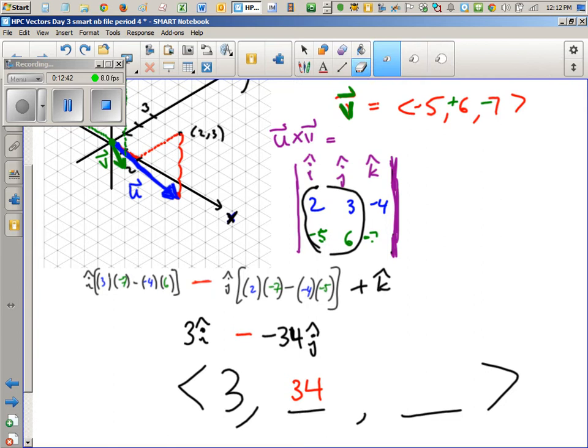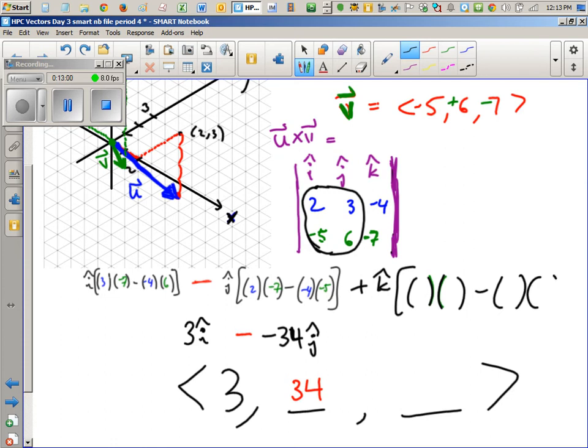The 2, the 6, those ones. You've done this before. It's just a 3 by 3 determinant. But it's basically the 2 and the 6, and then it's the negative 5 and the 3. So I'll plug in all the numbers. The 2 and the 6, the 3, the negative 5. And that's 28. So it's a 28 k hat, and that's the last component.